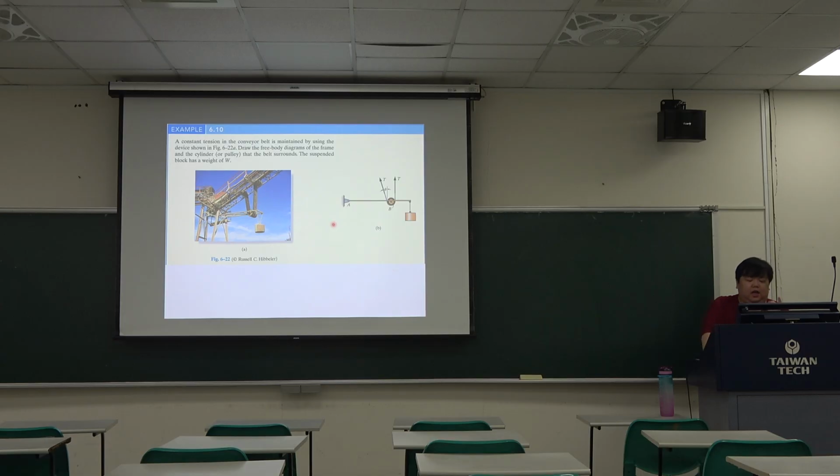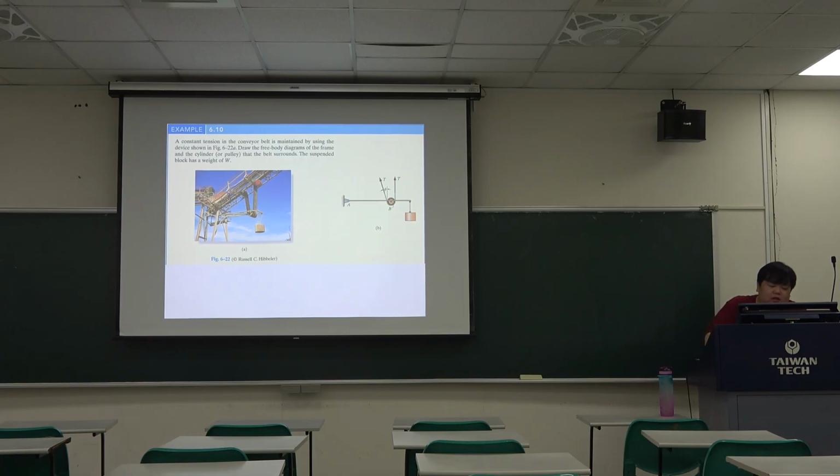Okay, so this is another example. A constant tension in the conveyor belt is maintained by using the device shown in this figure. Draw the free body diagram of the frame and the cylinder. Let the belt surround it; the suspended block has a weight of W.